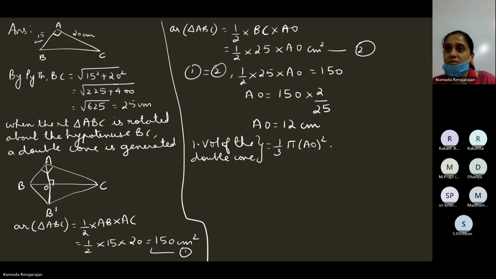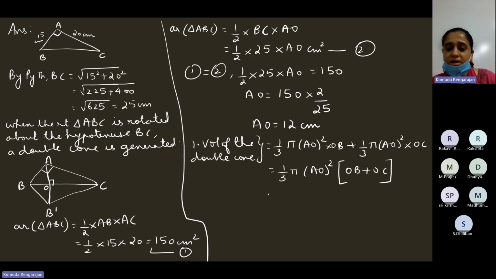H is OC, or for the smaller one, OB, into OB. Plus 1 by 3 pi r square, AO square, into H. What's H? OC. Now what is common, children? 1 by 3 pi into AO square is common. So in the bracket you will have OB plus OC. So that is 1 by 3 into pi, was it given 3.14?